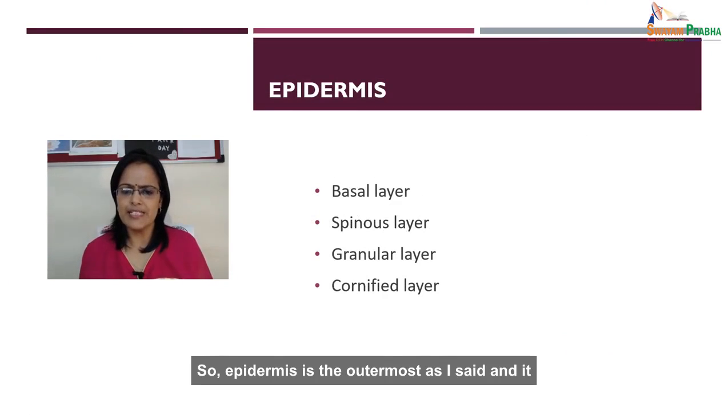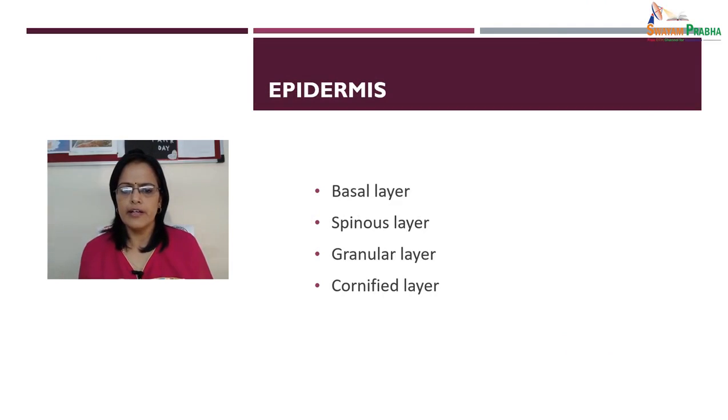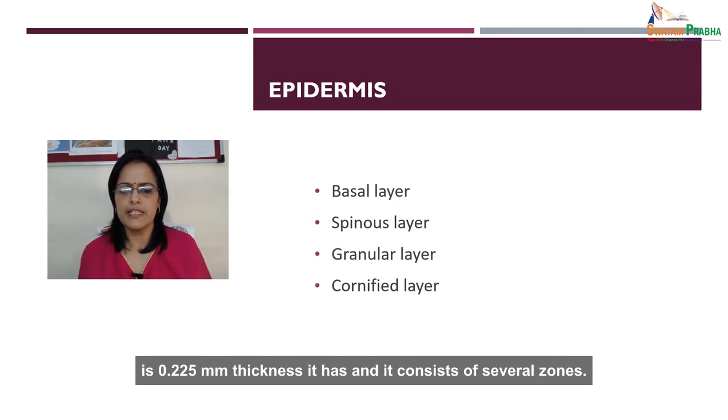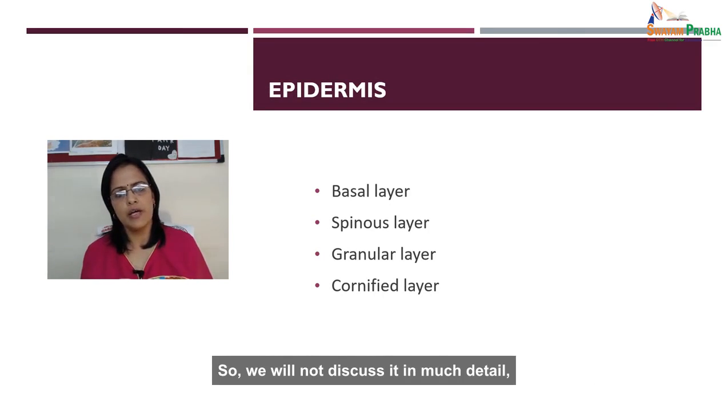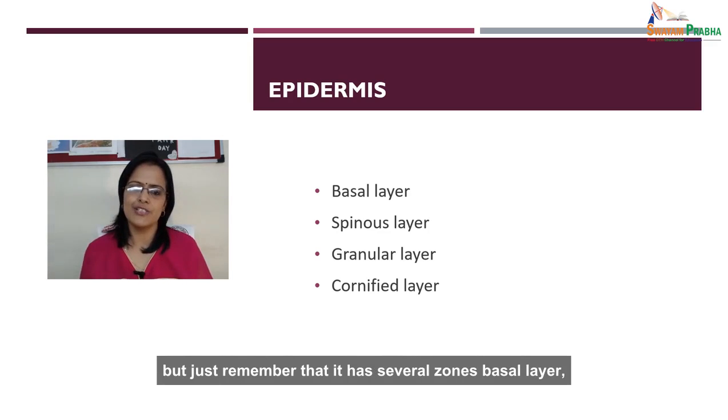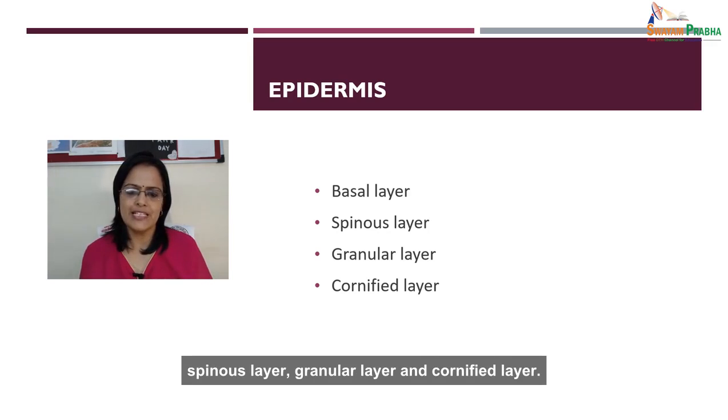Epidermis is the outermost, as I said, and it is 0.2 to 5 mm in thickness, and it consists of several zones. We will not discuss it in much detail, but just remember that it has several zones: basal layer, spinous layer, granular layer, and cornified layer.